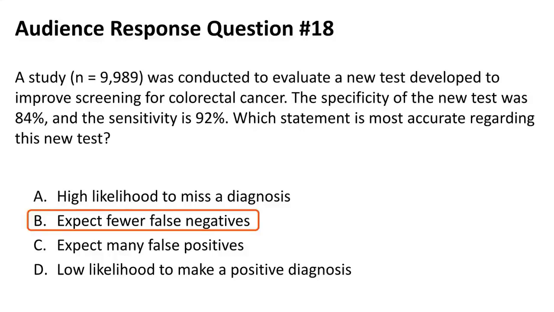The correct answer is B, expect fewer false negatives. The sensitivity of the test is high at 92%. Therefore, one would expect fewer false negatives and be less likely to miss a diagnosis. The specificity is higher for this test at 84%, so one would expect fewer false positive diagnoses. And one would also expect it to be less likely to identify patients as having the condition when they really do not have it.